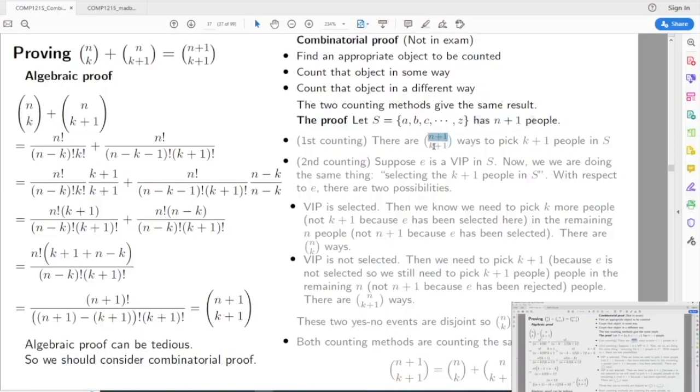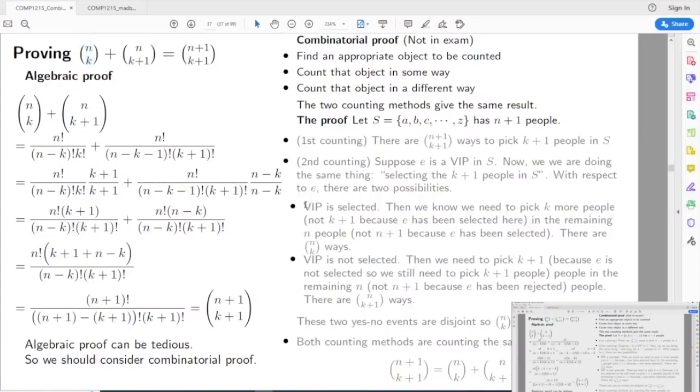Then how many people are left to select this K? This bracket, n choose K. You previously knew that it's a binomial coefficient. Now suddenly it has a special meaning. It means: among n plus 1 people, choose K plus 1, but in the special situation that a VIP has been selected, I want to select the remaining K people. Suddenly this thing has a meaning.